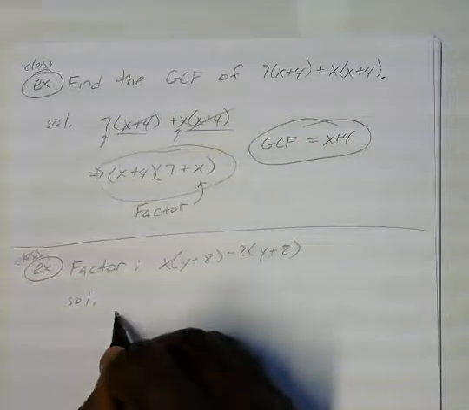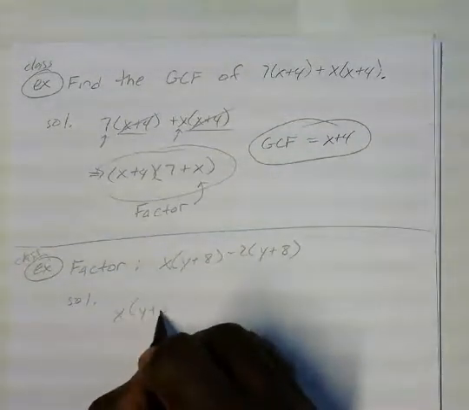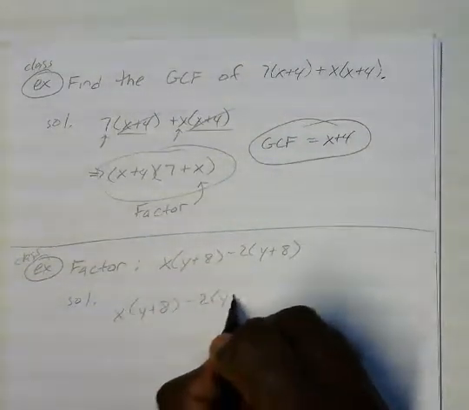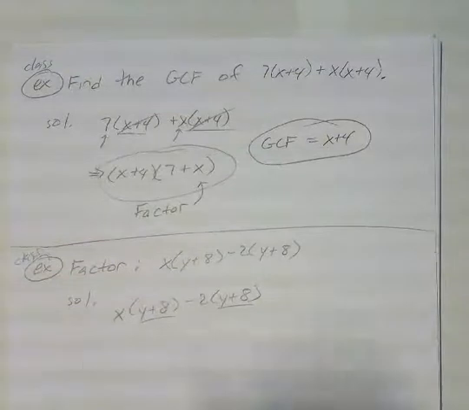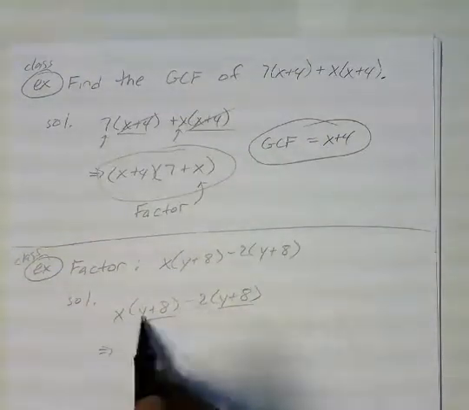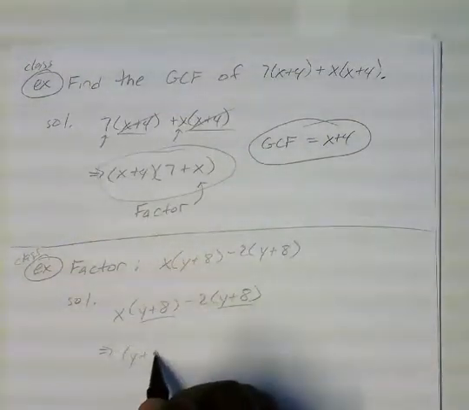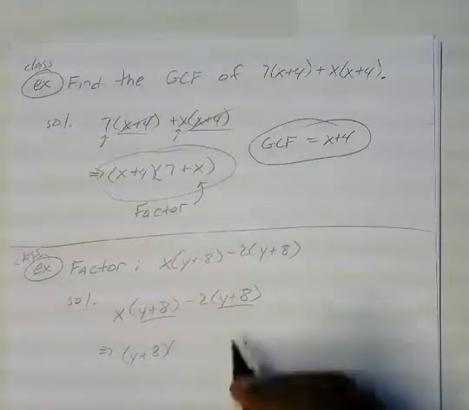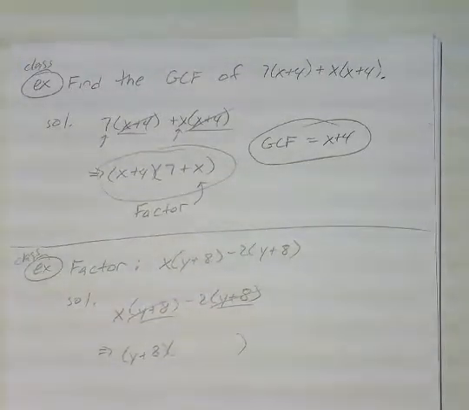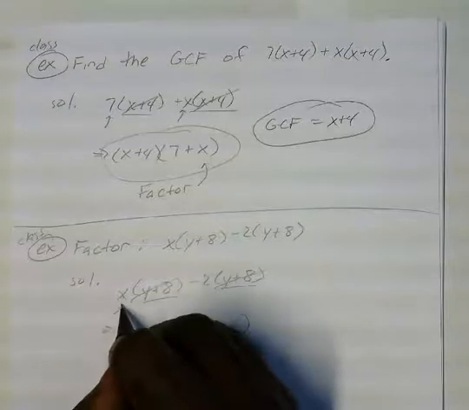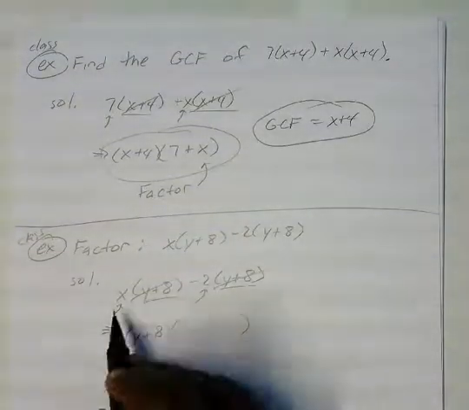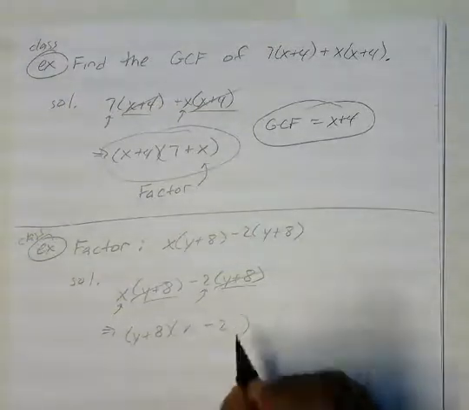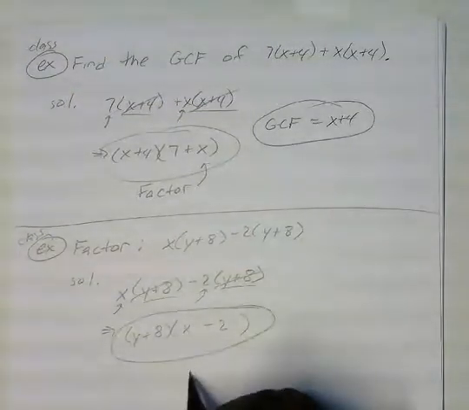Alright, so assuming you've already paused it and done the work, we see our greatest common factor there. We move our greatest common factor to the front, and those two we can go ahead and cross out. Whatever's left goes into the second set. So you have x minus 2. Okay, and that's our factor.